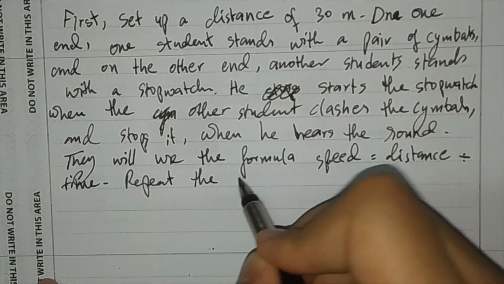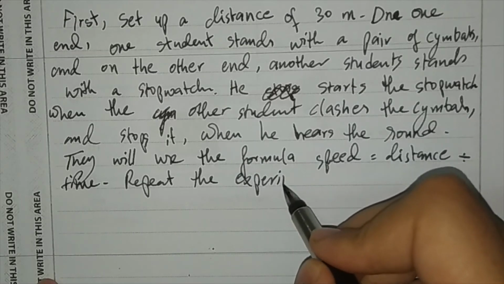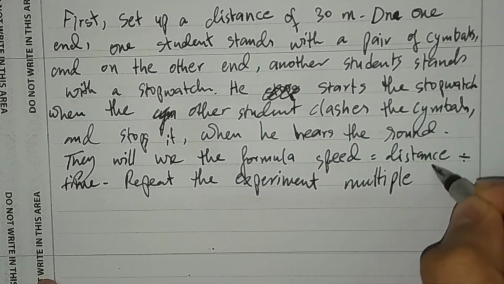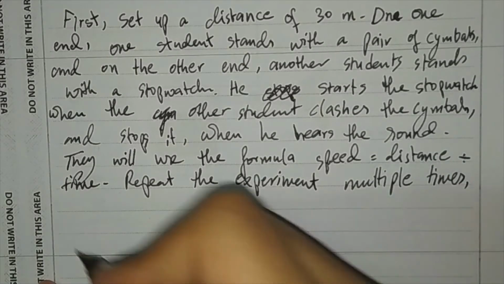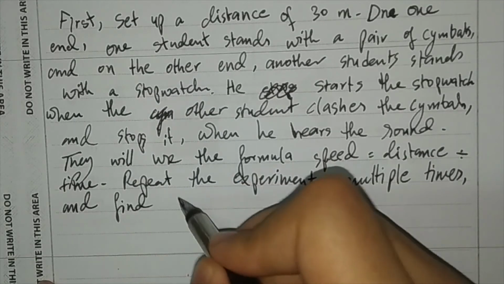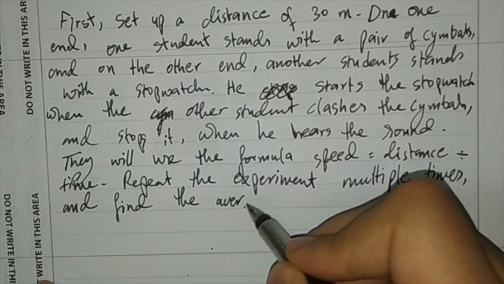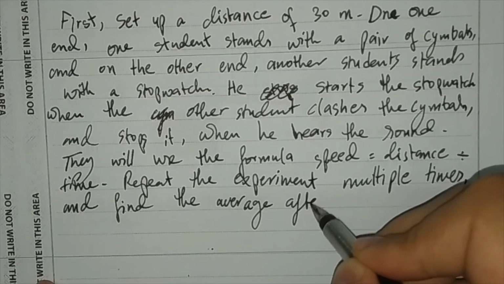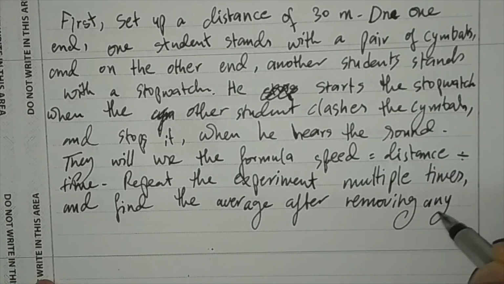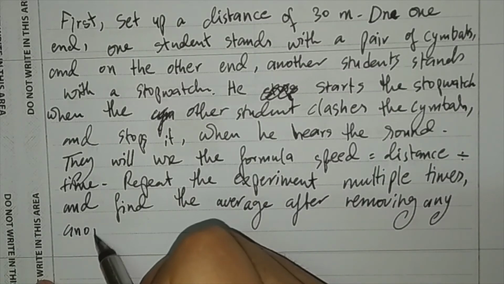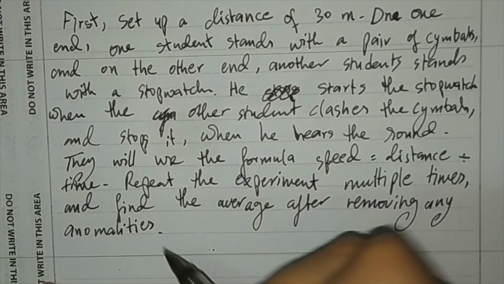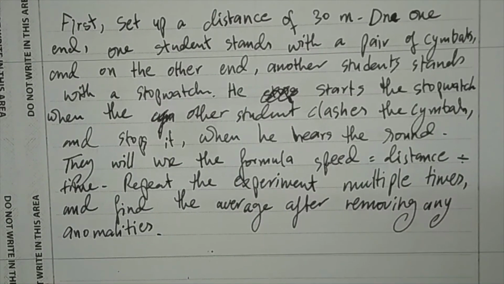Repeat the experiment multiple times and find the average after removing any anomalies. There. So now you have earned your 6 marks.